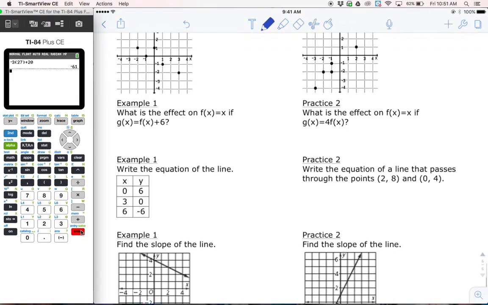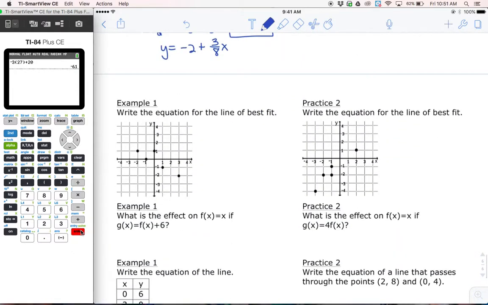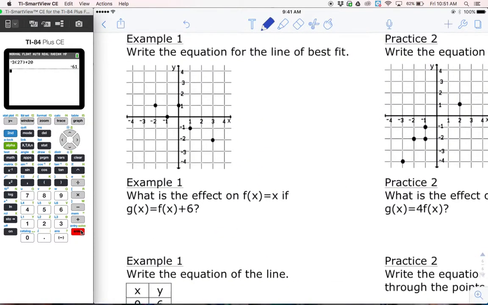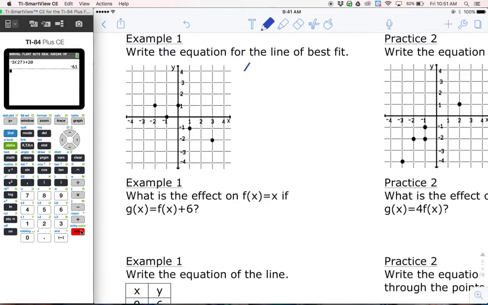All right, I believe this is the last page. Yay! Here we go. Write the equation for the line of best fit. You guys have a scatter plot, so you need to make a quick table. So we got negative 2, 1, negative 1, 0, 0, 1, and 1, negative 1, and 3, negative 2. That's a 0. It looks like a 6. So I'm going to do stat edit to get my equation. That's all I got to do.